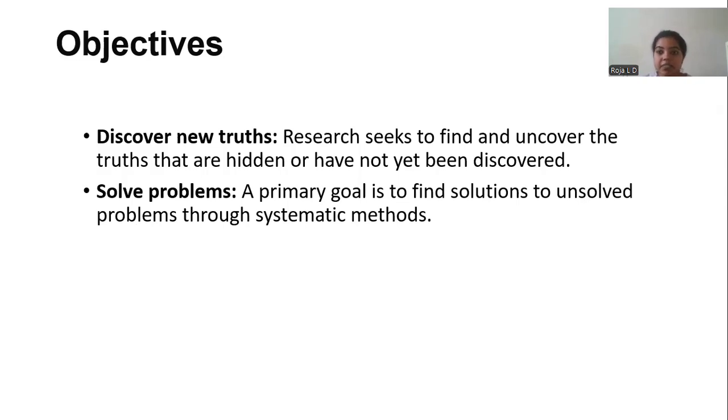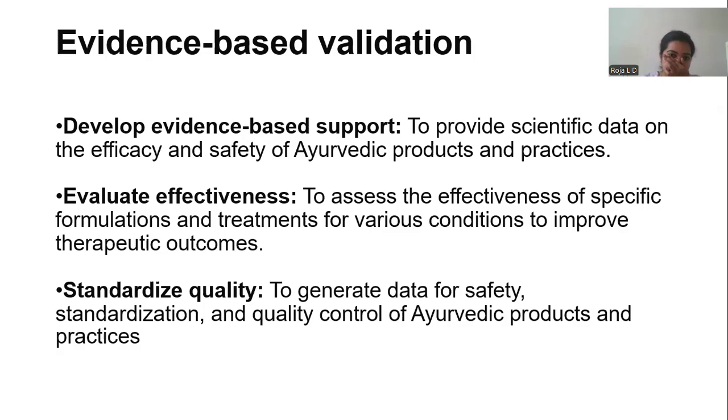And one more thing, westernization has been going on all over the Indian population, right? So most of the diseases are arising out of this westernization, like obesity and early diabetes mellitus. So how to solve these problems using our Ayurveda? All these are the objectives of research. Next is evidence-based validation.